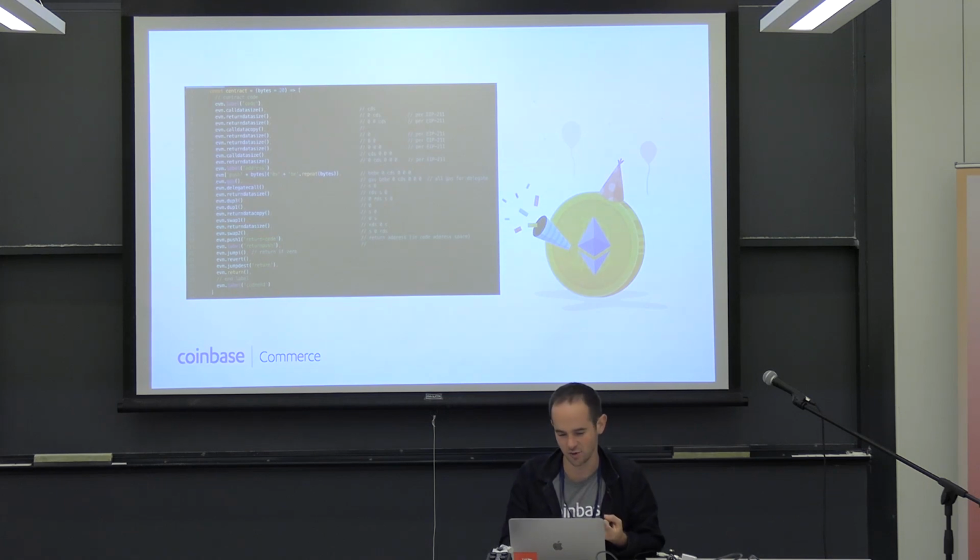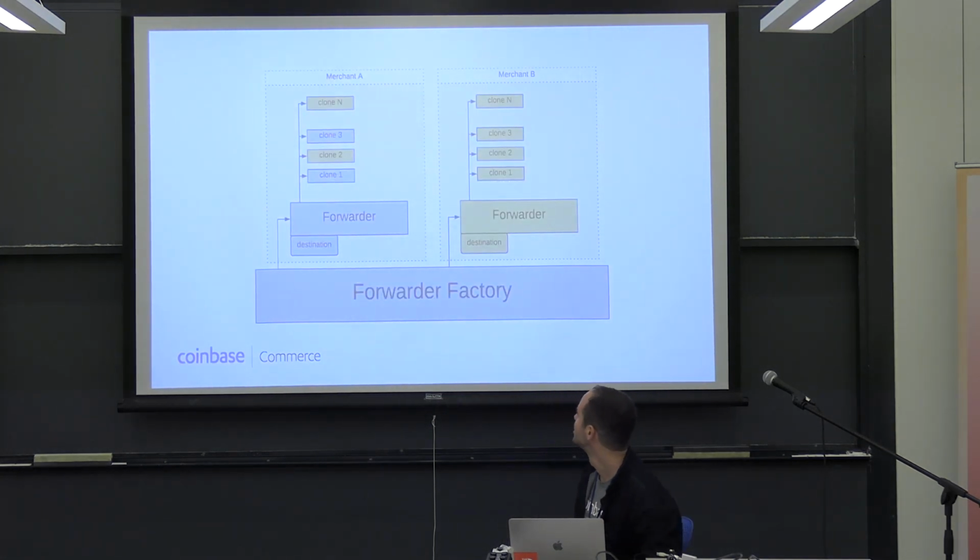So we use this to come up with the topology of our contracts. This is how our system works today in production. We have a single forwarder factory that knows how to produce these things. It has a fixed address, it's a singleton that we've deployed once and can forget about. Whenever a merchant comes, we deploy a forwarder with their final destination. And from that point onwards, for any interaction with any of their customers, any Carols out there, we calculate a clone address.